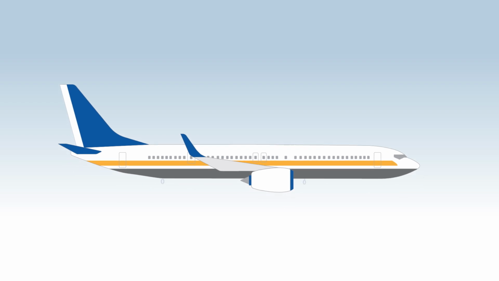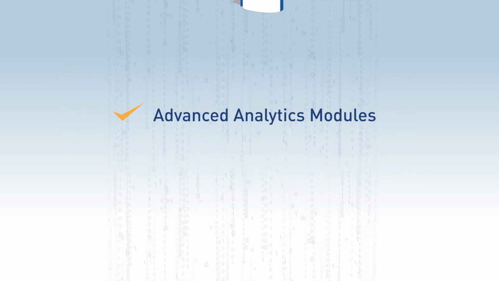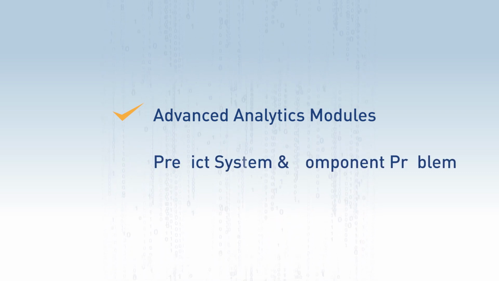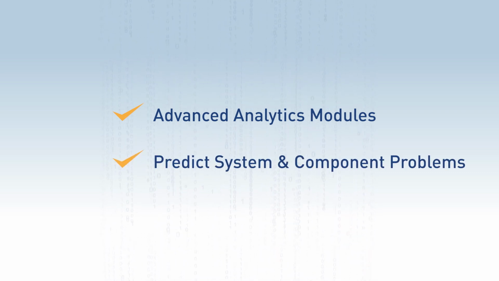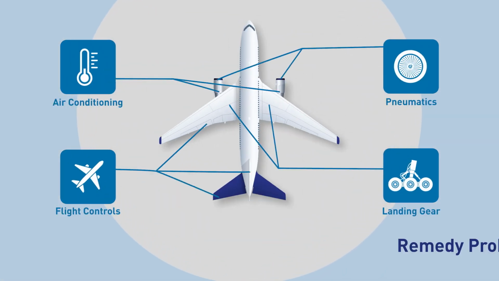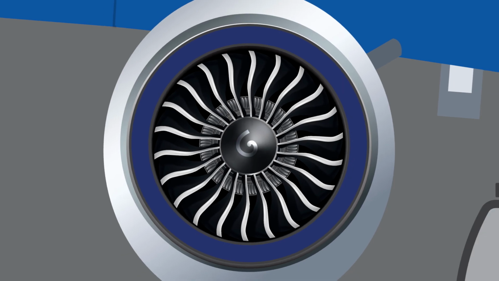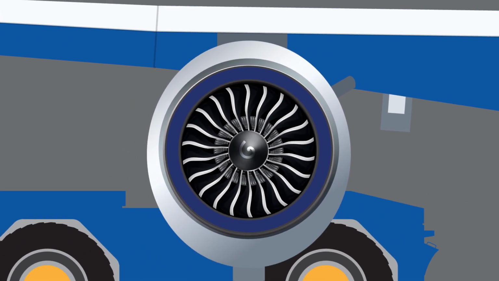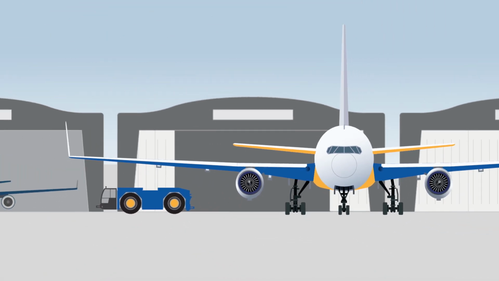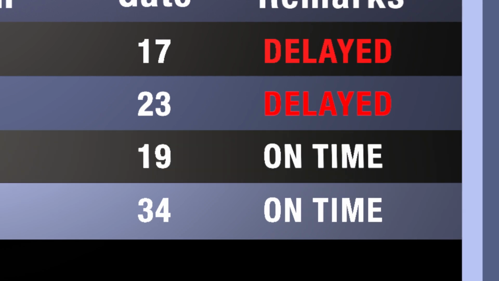What's more, with Teledyne's FDA Advanced Analytics modules, it's now possible to predict potential aircraft system failures and component problems and take remedial action long before they result in expensive, unexpected flight delays. Through trending and predictive alerting, unscheduled maintenance becomes planned maintenance, where costs can be controlled and disruptions can be avoided.